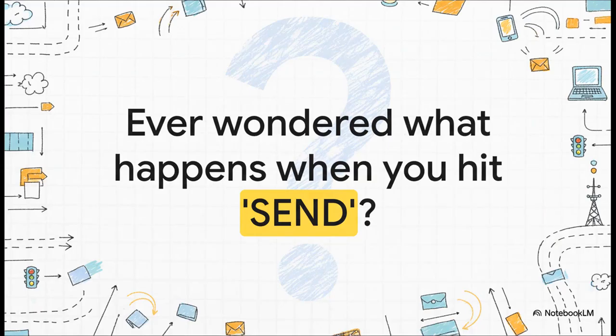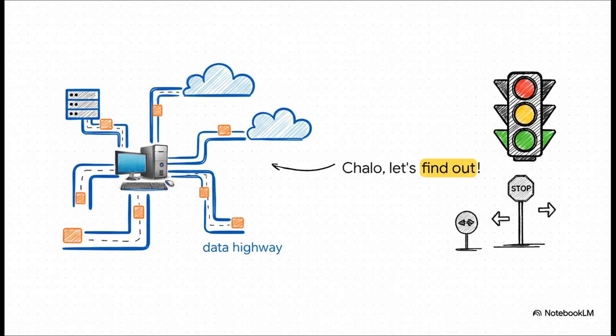I mean, think about it. You type a message to your friend, maybe share a funny Instagram reel or a YouTube short, you press that little paper plane icon, and poof, it's gone. But where does it go? How does it travel all the way to your friend's phone, maybe miles away, in just a second? It feels like magic, doesn't it? But it's pure technology. And today, we're going to break down this magic piece by piece.